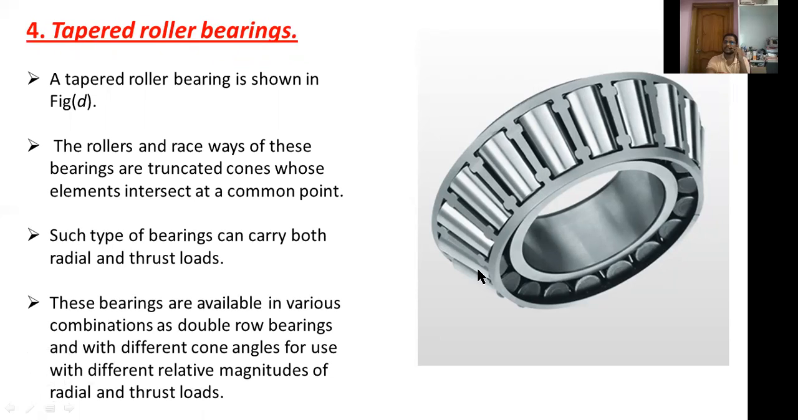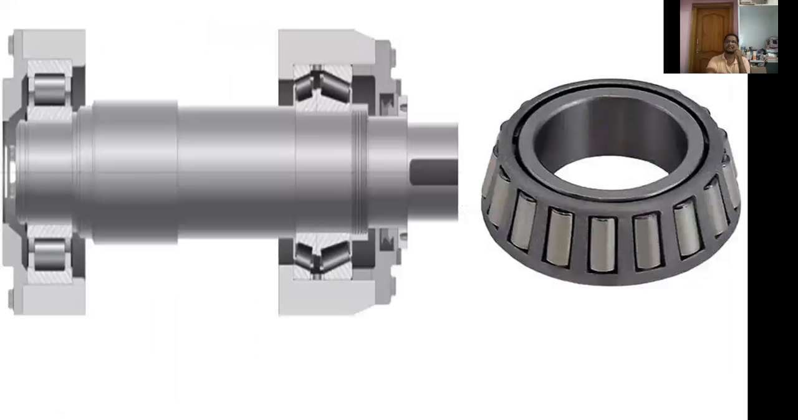These bearings are available in various combinations as double row bearings and with different cone angles for use with different relative magnitudes of radial and thrust loads. Now this is the application of taper roller bearings. This is a double row taper roller bearing. This is the example of a double row taper roller bearing, and this is a single row cylindrical roller bearing.